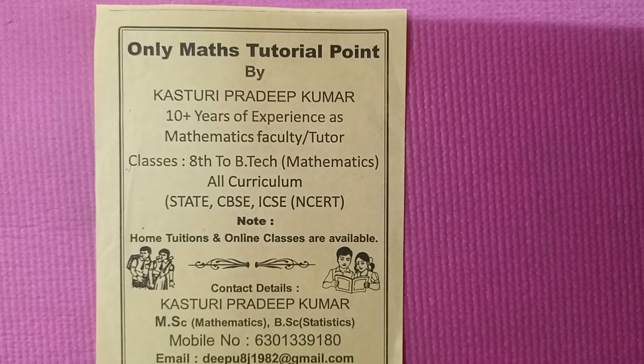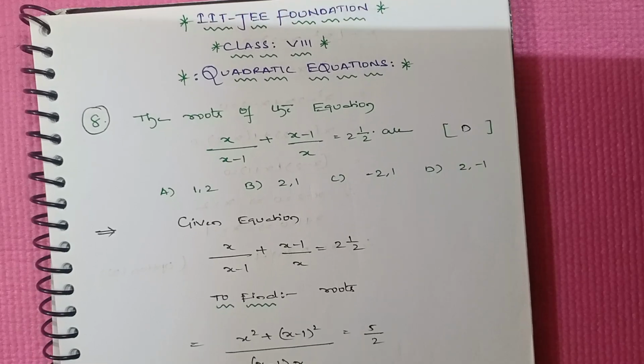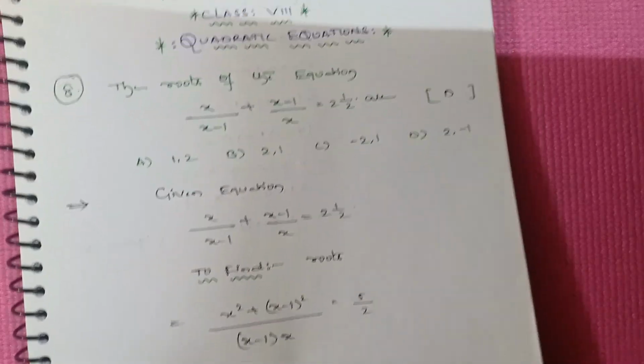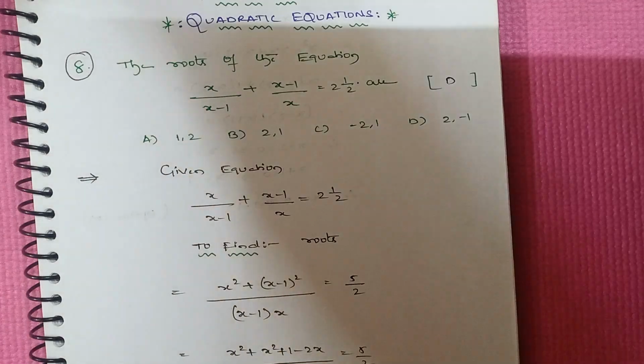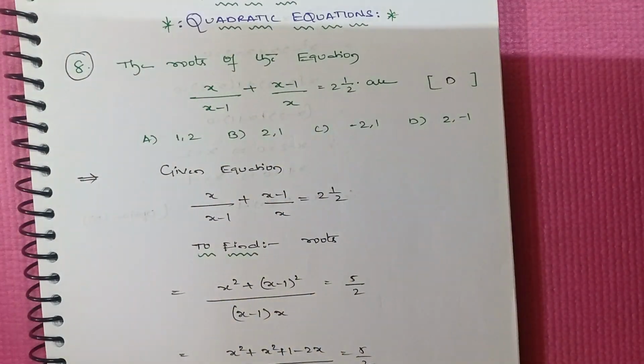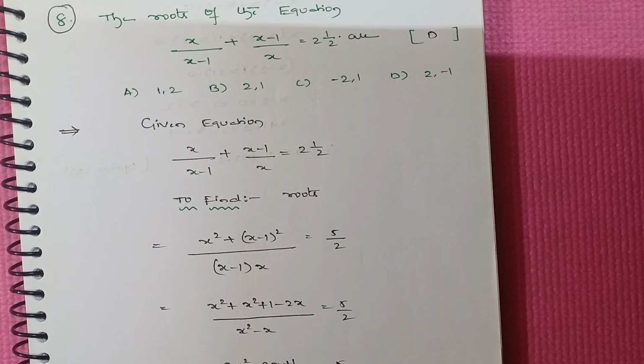Today in this video we are going to cover IIT JEE Foundation of class 8 topic quadratic equations, 8th question. So what is given here? The roots of the equation x by x minus 1 plus x minus 1 by x is equal to 2 by 2, 1 by 2. The options are A: 1, 2; B: 2, 1; C: minus 2, 1; D: 2, minus 1. So let's solve.